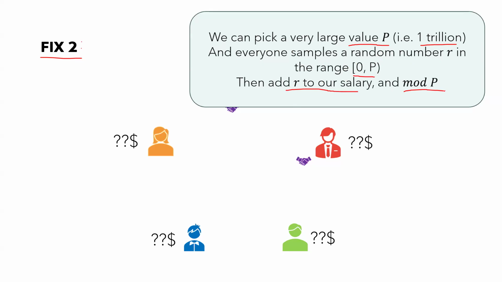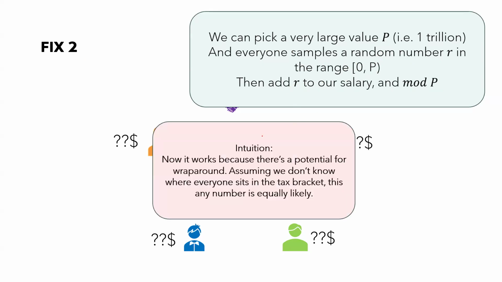Okay. So you can try to prove that this works. It's very interesting. The intuition is that now it works because there's a potential for a wraparound. So assuming we don't know where everyone sits in any rough region, any number is equally likely, right? So if you don't have any prior information about which bracket they're in, then this kind of shuffles them around pretty well.